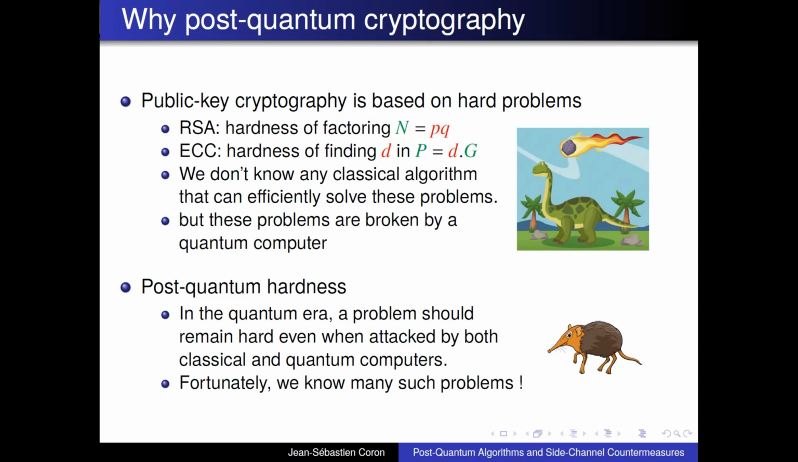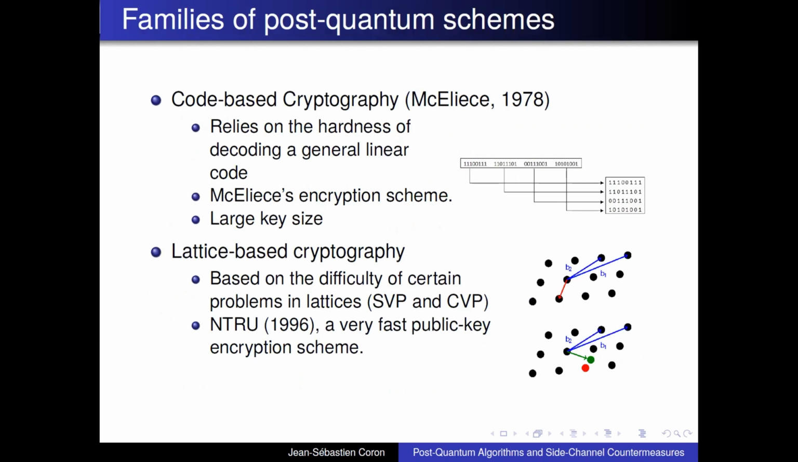Fortunately, we know many such problems, and now I'm going to recall the various categories of post-quantum algorithms. One of the first alternatives to RSA was the McEliece scheme, which is based on codes, and which was invented more than 40 years ago. Its security relies on the hardness of decoding general linear codes, and for this, we don't know how to break it even with a quantum computer. This leads to the McEliece encryption scheme, but one drawback is the large public key size.